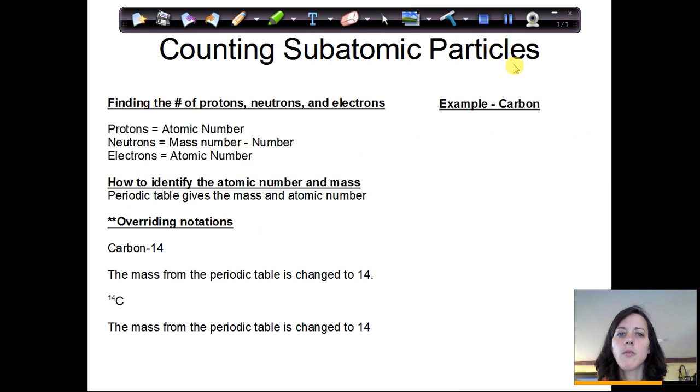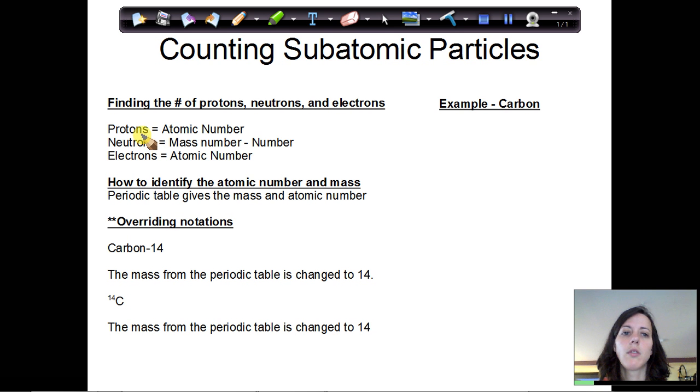So, to count subatomic particles, you are going to need your periodic table. So if you don't have that, please go get it. On your periodic table, you will be able to count protons, neutrons, and electrons with two pieces of information. You need to look at your key and determine which one is the mass number and which one is the atomic number.